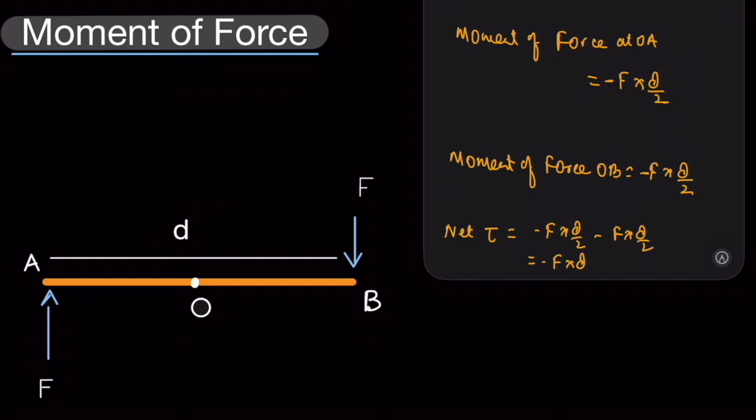For the formula, we are not putting the minus sign because it could be clockwise or anti-clockwise. This is an example of clockwise, so that's why it is minus. But it could be possible that the force is in the anti-clockwise direction. So we simply write it as F into d. It means the couple is equal to force into the total distance of the arm, which is AB.